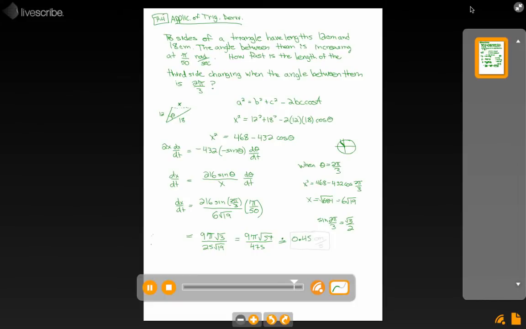And looking back at what the units would make sense here, we were dealing with centimeters and we were dealing with seconds. So if this angle in this triangle is growing at pi over 50 radians per second, the side itself that's missing there is growing at 0.45 centimeters per second. Nice example of a related rates question having to do with trigonometry.